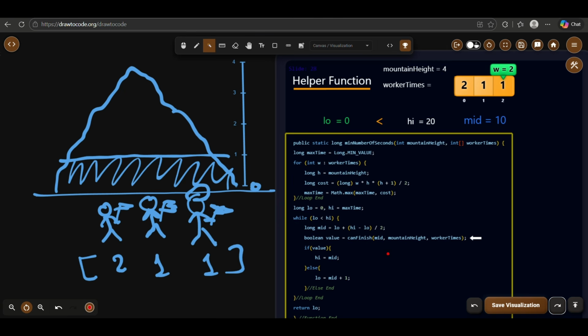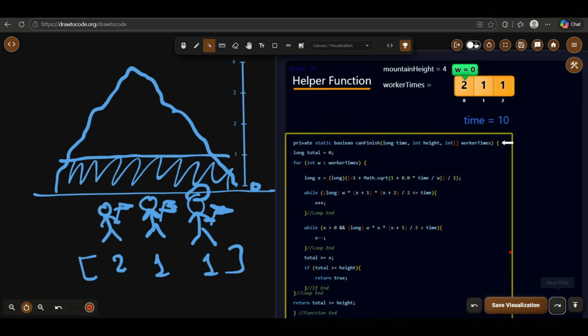The question is, can we finish chopping this mountain in 10 seconds? So we'll move to this function now. Can finish: time is 10 seconds, height is 4 units, and worker time is also given. The total is 0. So what does total represent? It is the amount of units chopped by these workers in the provided time.